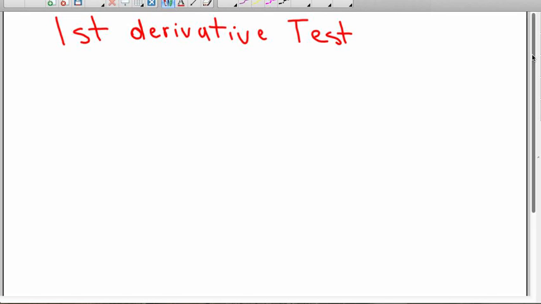Okay, so here's your function, ready? 1/4 t to the 4th minus 8t.